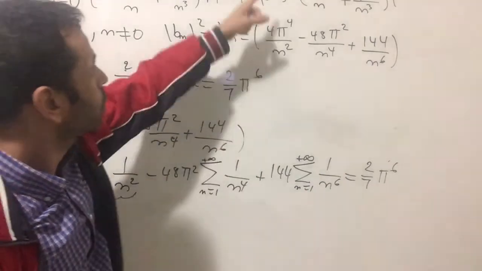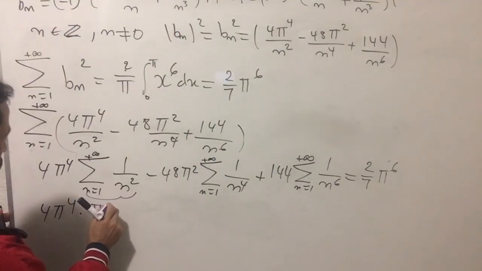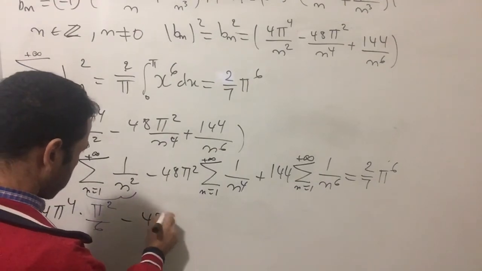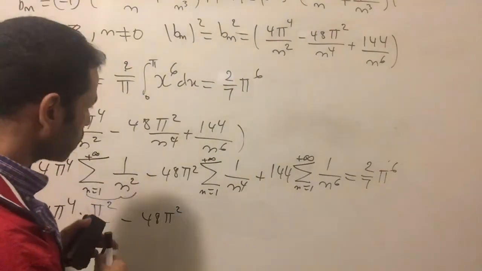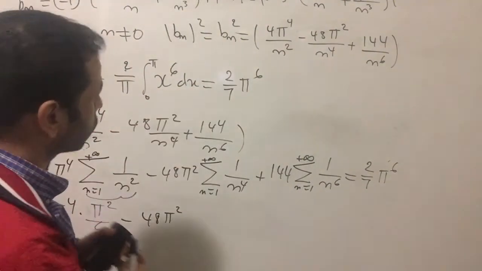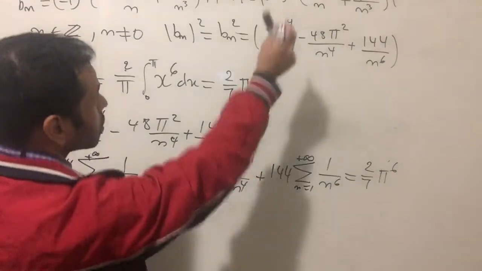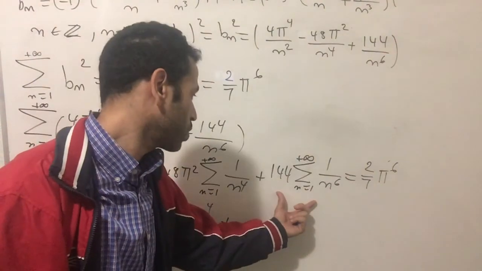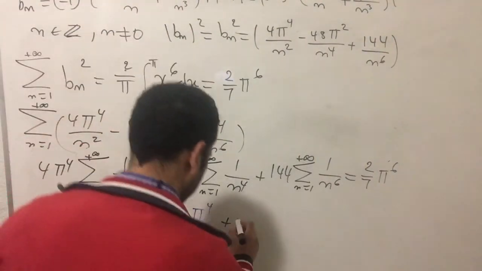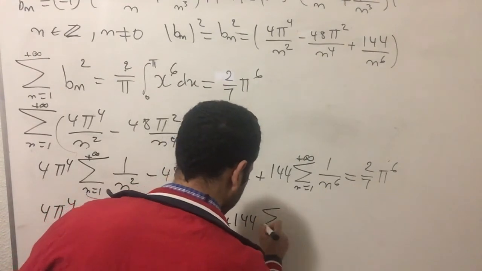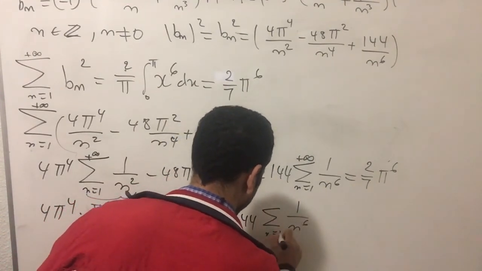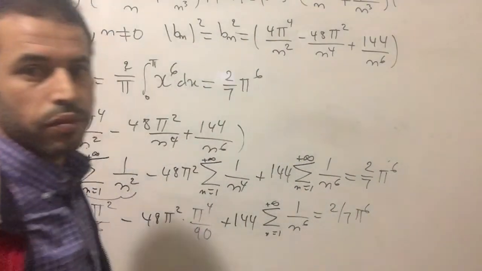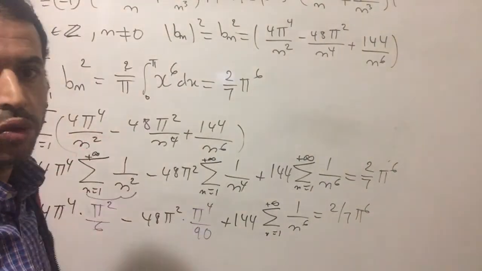As we found before, the first sum is pi squared over 6. Minus 48 pi squared, and this sum is pi to the 4th over 90, as we found before. The third sum, that's what we need to calculate, which is 144 times the sum of 1 over n to the 6 as n goes from 1 to plus infinity, equal to 2 over 7 pi to the 6. I'm going to bring this one to the top and continue with our problem.